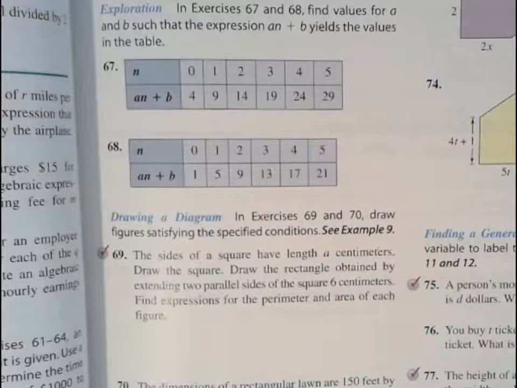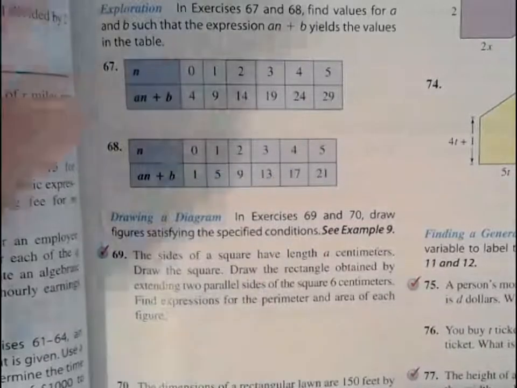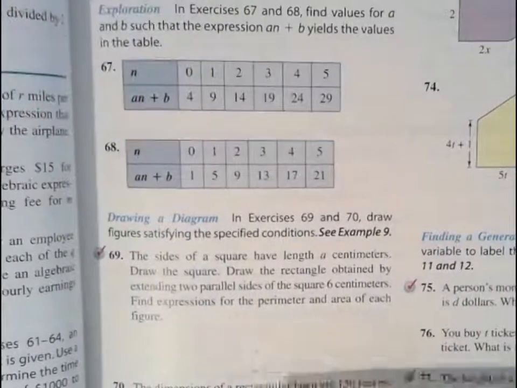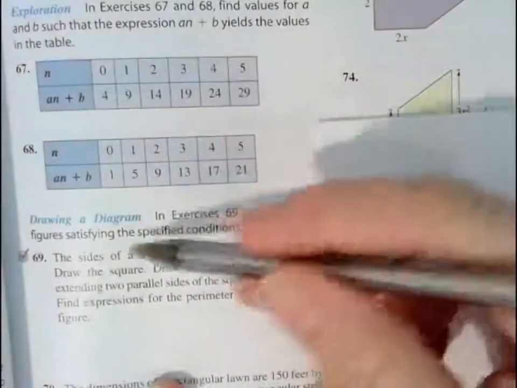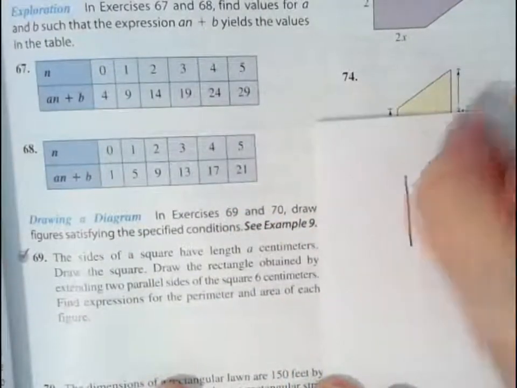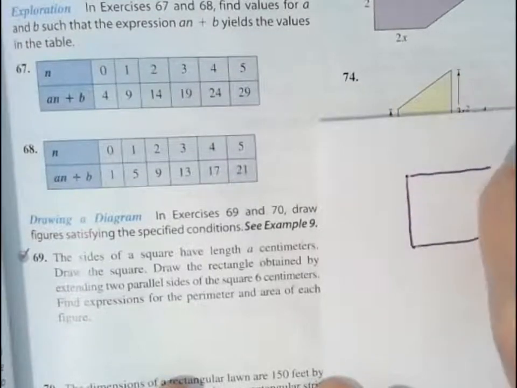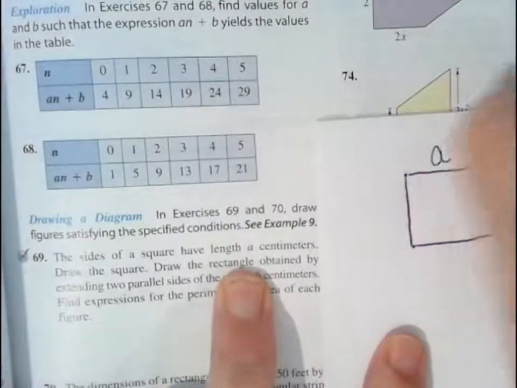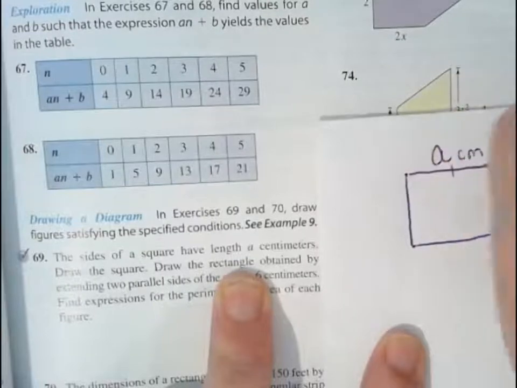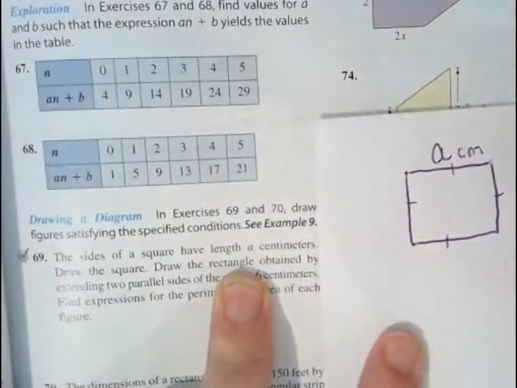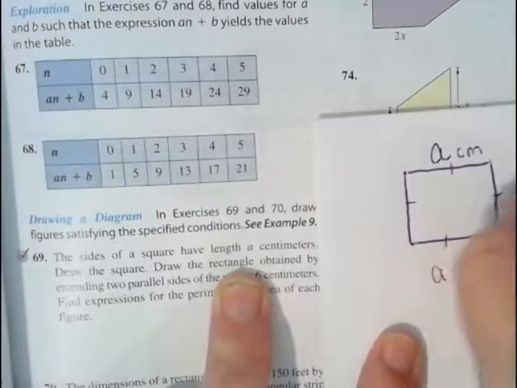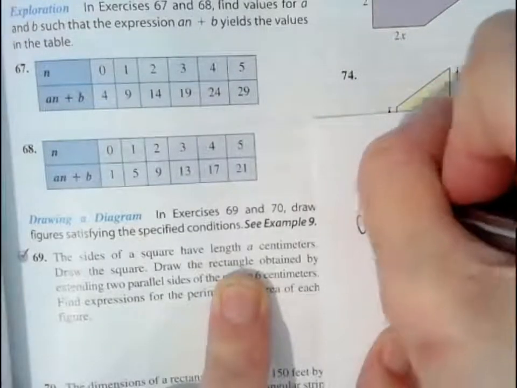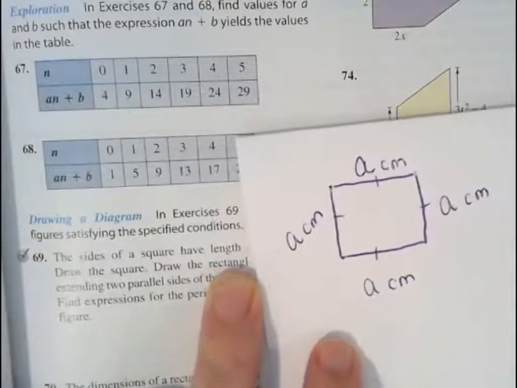All right, so I don't have a template or a ruler with me right this second, so my drawings are going to be not perfect. I'm going to do the best I can. So the sides of a square, so I'm going to draw my square. And they have the length of a centimeters. And these are all the same. So that's a centimeters, this is a centimeters, this is a centimeters, and this is a centimeters. Okay? All right.